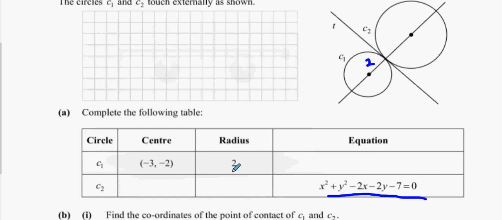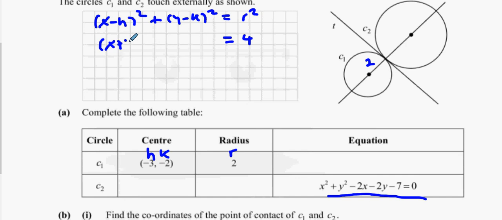This is relatively easy. Alright, I'm just going to call the center h, k and the radius r. So it's (x minus h) squared plus (y minus k) squared equals r squared. r squared is 2 squared, which is 4. That's going to be (x plus 3) squared, and that's going to be (y plus 2) squared, because it's y minus minus 2, and x minus minus 3, which is plus 3. And that's an acceptable answer.